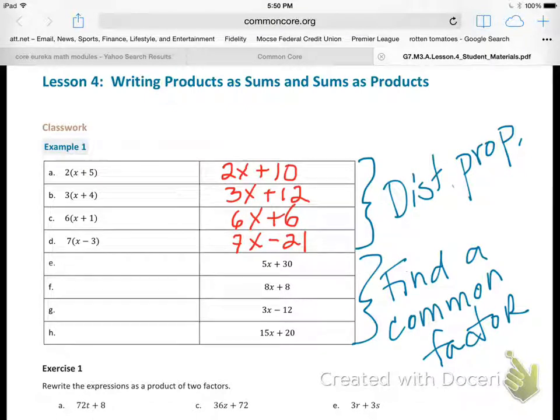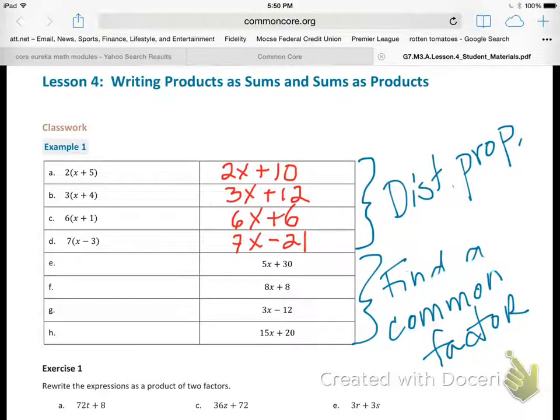Okay, so here are the first four, A, B, C, and D, and what I've done is I've just distributed the 2 times x to get the 2x, 2 times 5 to get the 10 in A, and done the exact same thing in the others. We've done this many times, so I won't go into too much detail. But now let's do E, F, G, and H. Actually, I think I'd rather do this with you.